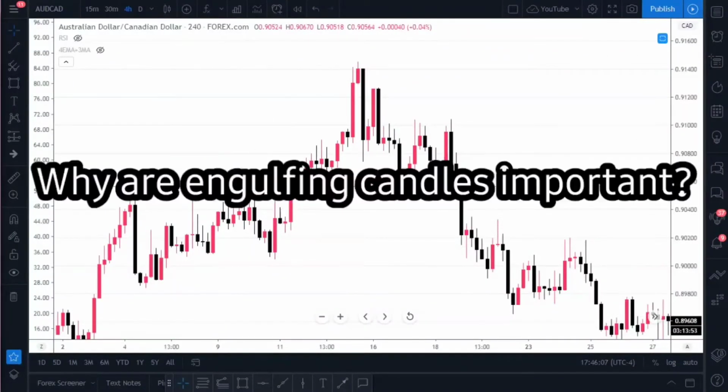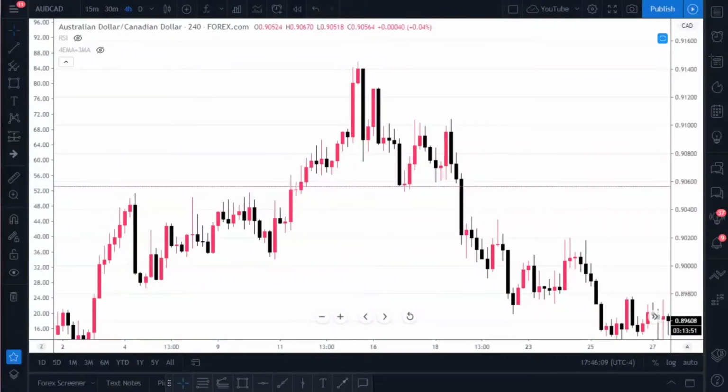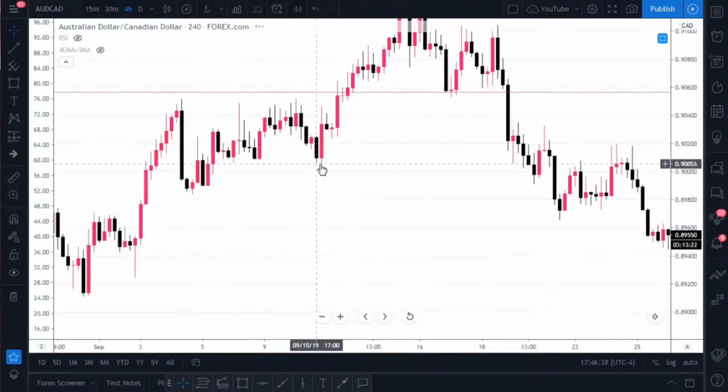Now, why are engulfing candles important? Engulfing candles help us find reversals, indicate when a trend may be getting stronger, and assist us with exiting the market. Finding reversals is pretty self-explanatory. It allows us to enter a trade at the best possible level and then ride that trend until it gets to the next reversal.